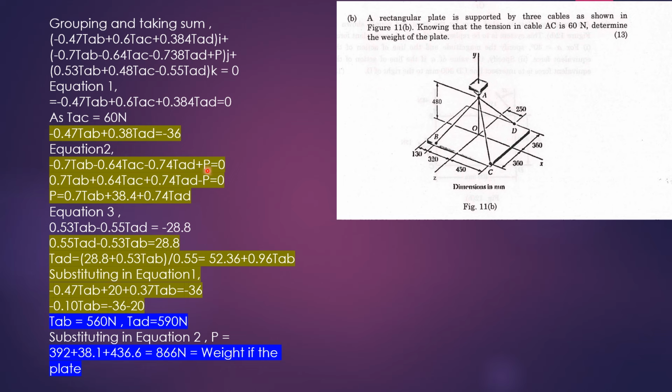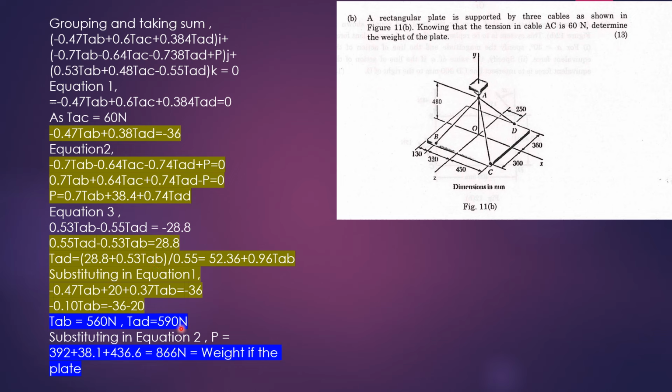Here you see the plus P, which is the force exerted at the point A because of the reaction of the weight. If you find it, you will find the weight of the plate. In equation 3, in the same way, we add up the k components. Solving these equations, I hope everybody knows how to solve three equations, simply by substitution. With equations 1 and 3, and TAC equal to 60 Newton already given, you can get the TAB and TAD.